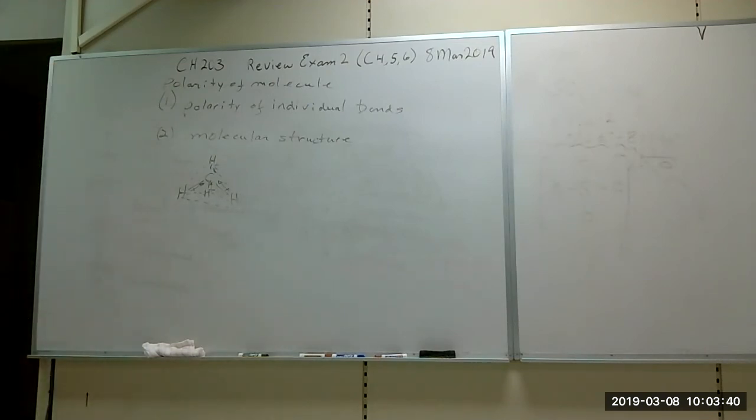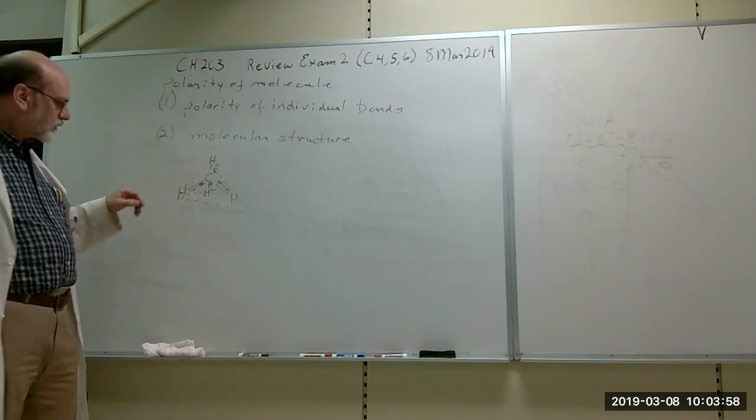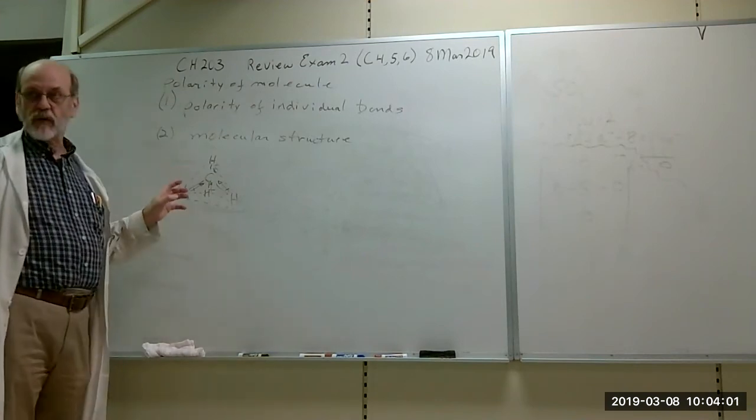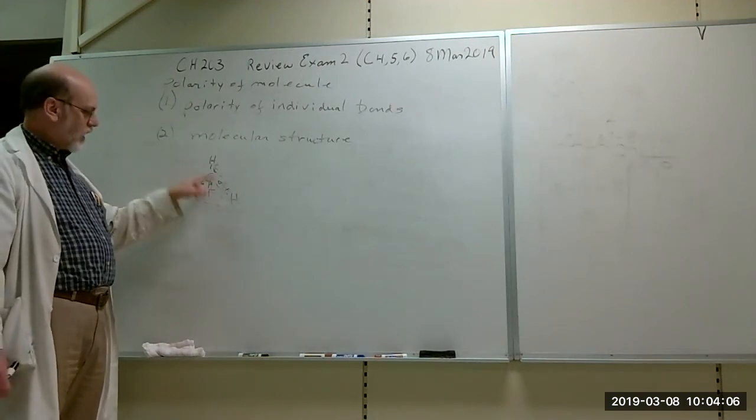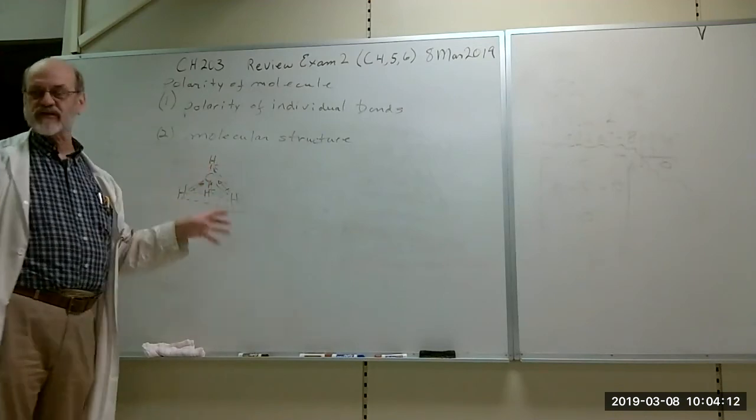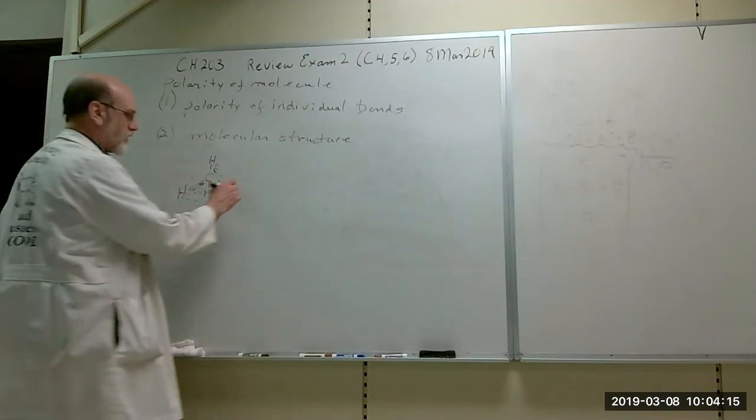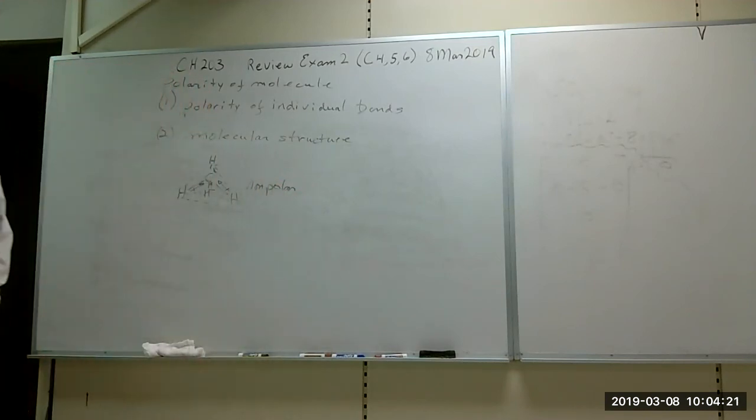So let's see, what was the rule? I saw the chart. The rule on bond polarity, here it is. 0.4 or less is nonpolar. So that's considered a nonpolar covalent bond. But even if it was polar, it wouldn't matter because the geometry is regular. It's a tetrahedron, and all of these vectors on the bond cancel one another out. So overall, this is a nonpolar molecule. Okay?